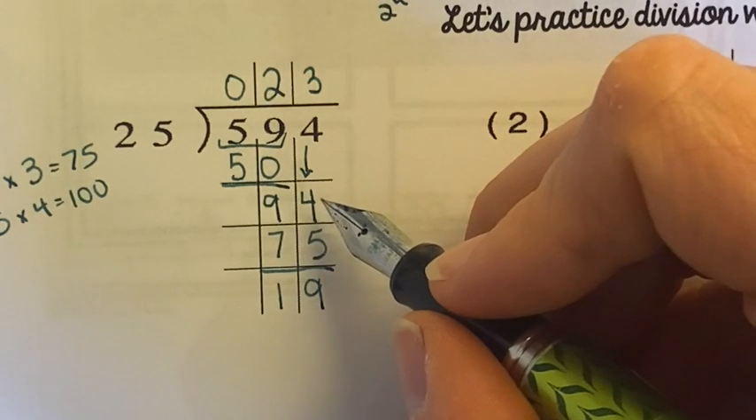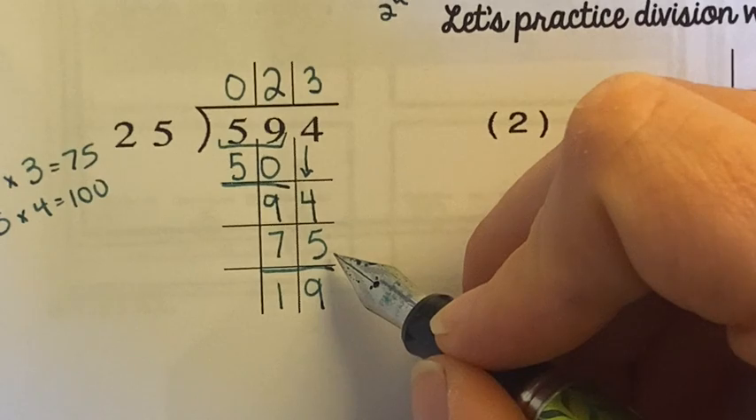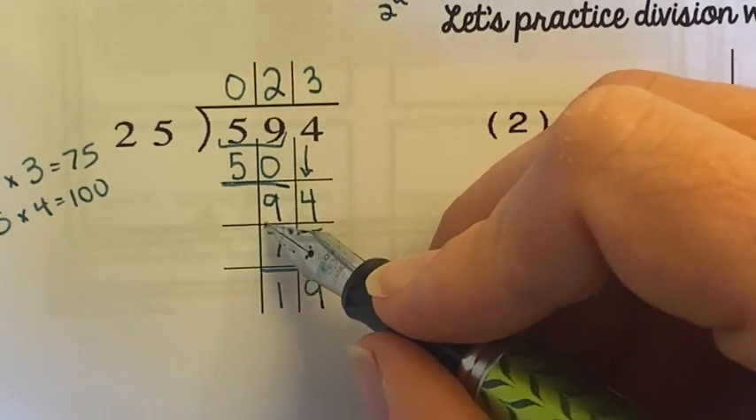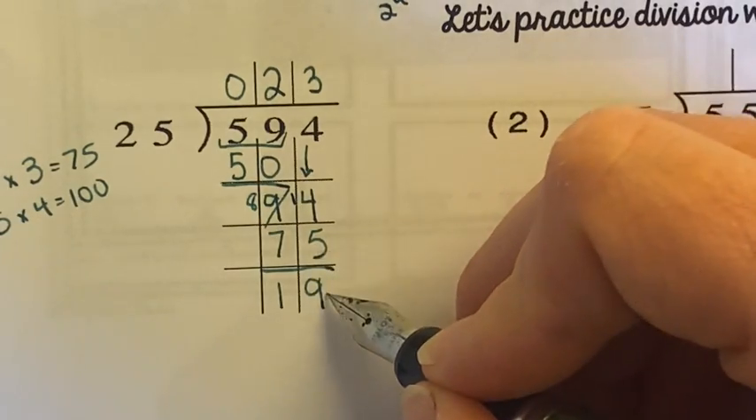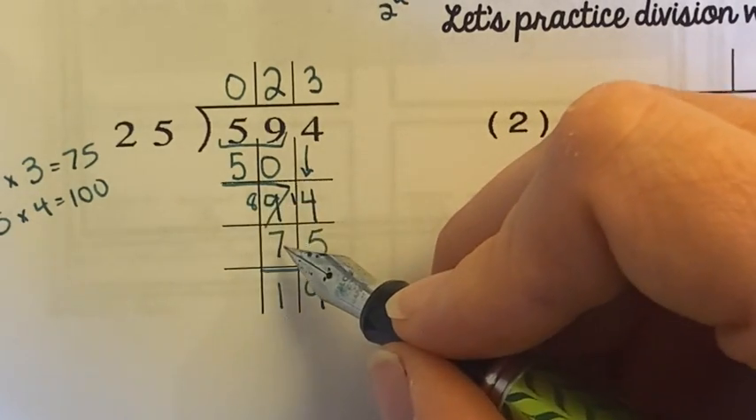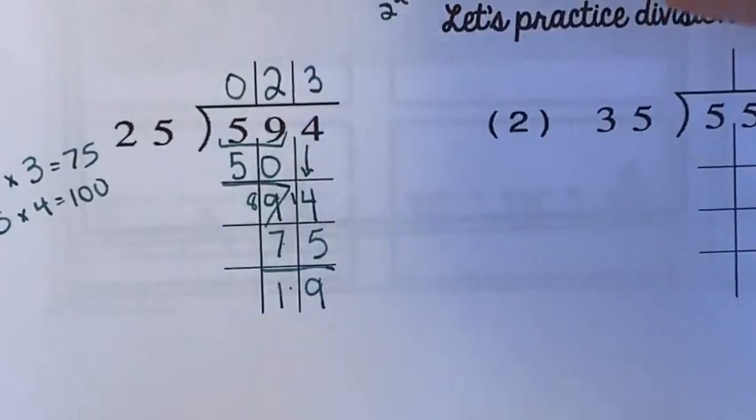Because think 95 subtract 75. Okay, let's just do 8. 14 subtract 5 is 9. 8 tens subtract 7 tens is 1. So just so you guys know, I'm not just making those numbers up. I'm doing it in my head.